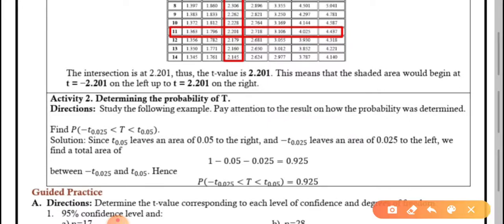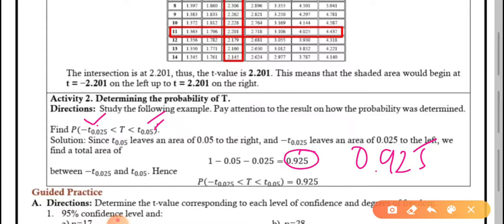So we have our first example, the probability from t sub 0.025 up to t sub 0.05. I'm gonna show you how to get your probability. Suppose that the area under the normal curve is equal to 1, right? Here, you just have to subtract 0.025 from 0.05 to get its probability, and that's gonna be 0.925 or 92.5%. The probability from t sub 0.025 less than t sub 0.05 is 0.925 or 92.5%.